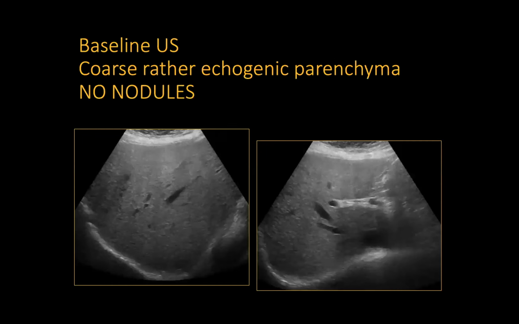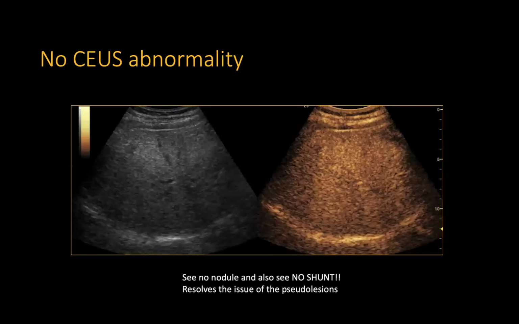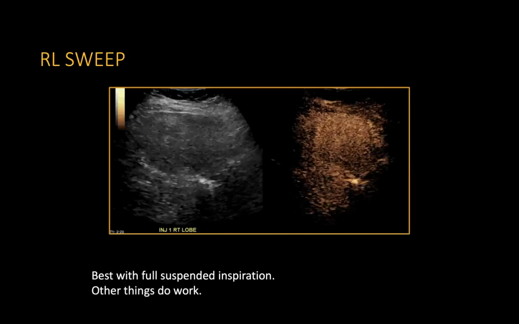So if we look at this patient on ultrasound, we can see coarse, rather echogenic parenchyma, but we see no nodules on the long axis or the axial view, which I'm showing you here. And then when we come to CEUS, we do perform CEUS based on a nodule, but when there's suspicion of shunts, sometimes we do it without actual focus on a nodule. So we see no nodule and we see no hyperenhancement. So this more or less resolves the issue of the pseudo lesions.